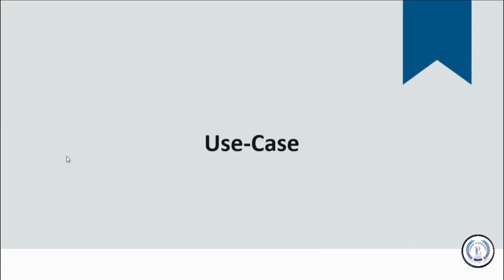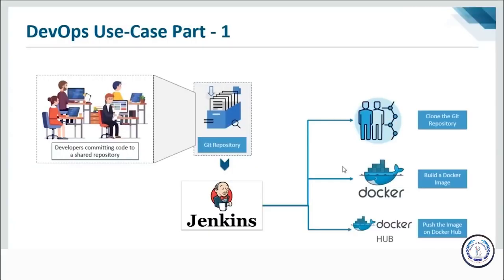Now comes the most awaited topic of today's session, which is our use case. So let's see what we are going to implement in today's use case. This is what we'll be doing. We have a Git repository, right? Developers will be committing code to this Git repository, and from there, Jenkins will pull that code and it will first clone that repository. After cloning that repository, it will build a Docker image using a Dockerfile.